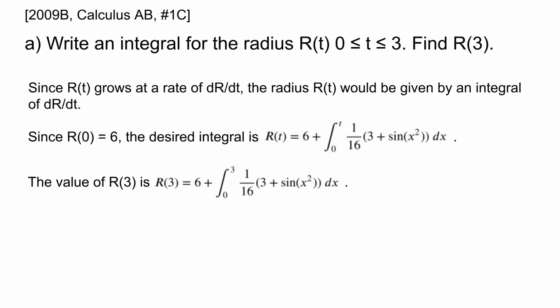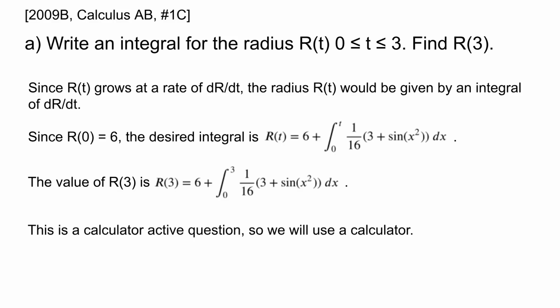And then using this to find the value of r of 3, r of 3 would be 6 plus the integral from 0 to 3 of that expression. However, this is a calculator active question, so we can use our calculator to evaluate that integral. Using a calculator, we find that r of 3 is 6 plus the integral from 0 to 3 of 1/16 times (3 plus sine of x) squared dx, which turns out to be 6.611 centimeters.